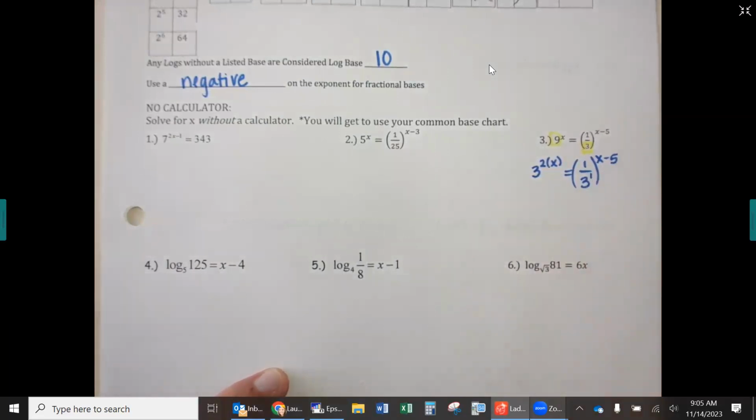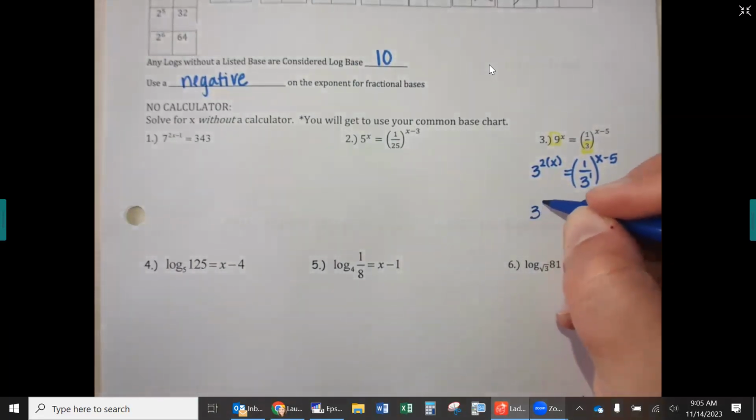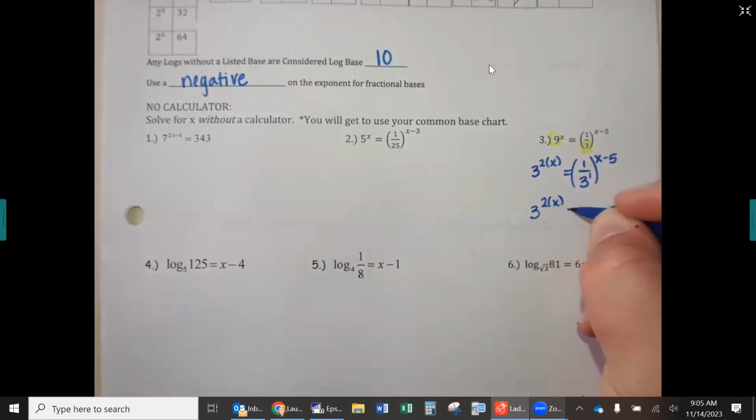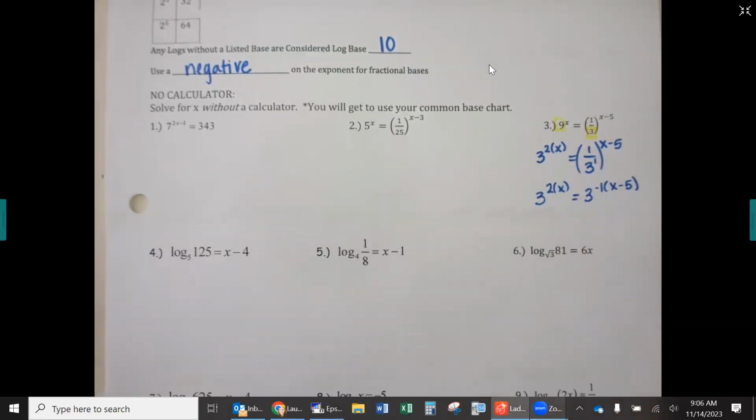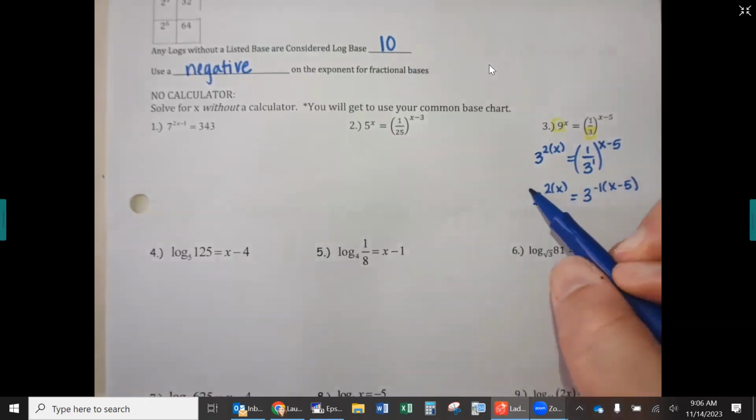So that's a 3 to the 1. It's already a 3. The problem is it's a 3 on the bottom. So how did we say we pull it up? Make it negative. So you'll have 3 to the 2x, 3 to the negative 1. And then what do I do with the old x minus 5? Parentheses. Very good. Okay. Then from there, now that we have common bases, we're going to cross those out. So my 3's are gone.